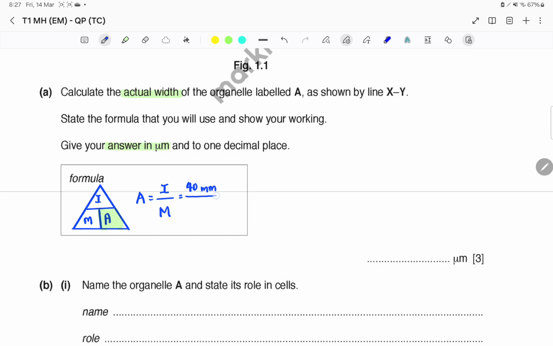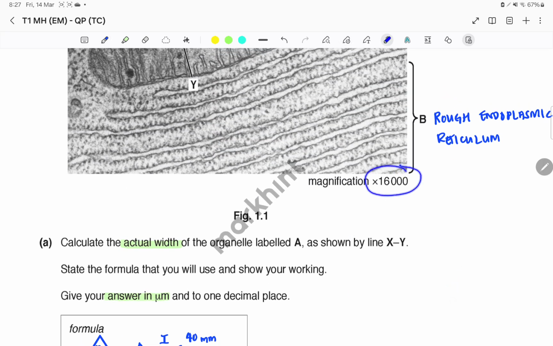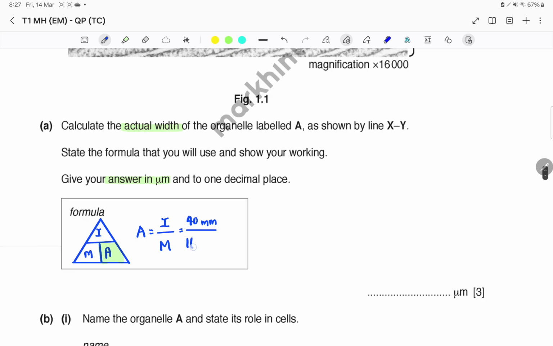And then divided by the magnification. They do give us the magnification value here, which is 16,000. So put that in, 16,000. However, we're going to convert these units into micrometers first, so we multiply by 1,000. So now you have 40,000 micrometers divided by 16,000. You can do the cancellation, use your calculator, and you should arrive at the answer of approximately 2.5 micrometers. So 2.5.